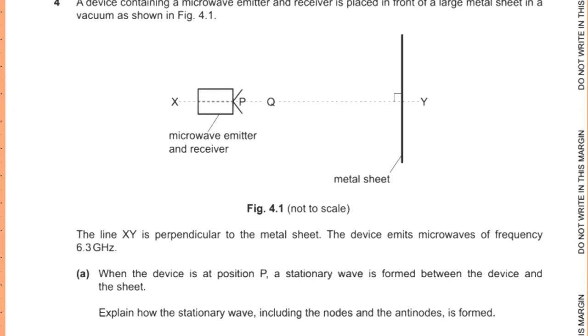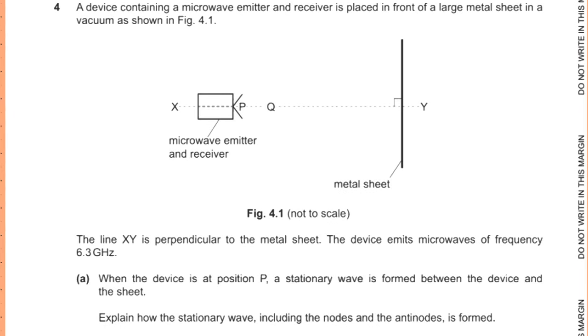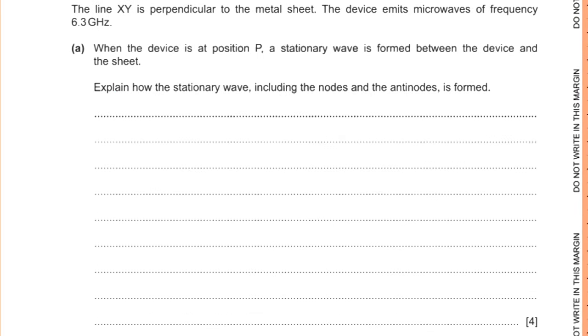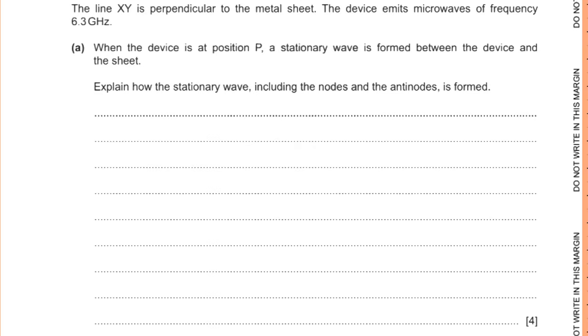A device containing a microwave emitter and receiver is placed in front of a large metal sheet in a vacuum as shown in 4.1. So we have a microwave emitter, we have this metal sheet. The line XY is perpendicular to the metal sheet. The device emits microwaves of frequency 6.3 gigahertz. When the device is at position P, a stationary wave is formed between the device and the sheet. Explain how the stationary wave, including the nodes and the antinodes, is formed. And this is a 4-mark question.